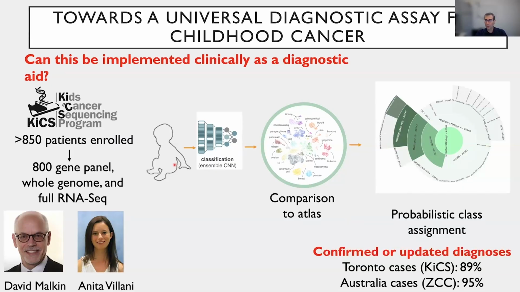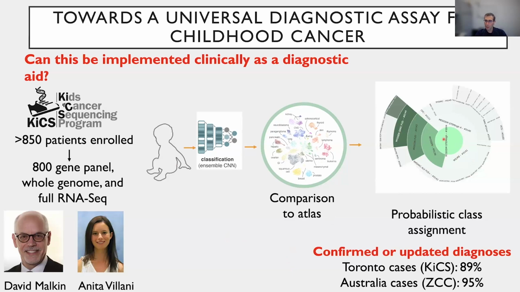And what we have seen thus far, and part of our paper, is the confirmation or updated diagnosis for between 89 and 95% of these pediatric patients. So this includes 300 patients from sick kids, as well as 300 or so from our colleagues in Australia. And I'm just going to orient you to this graph because I'm going to show you a few other of these as we go through.